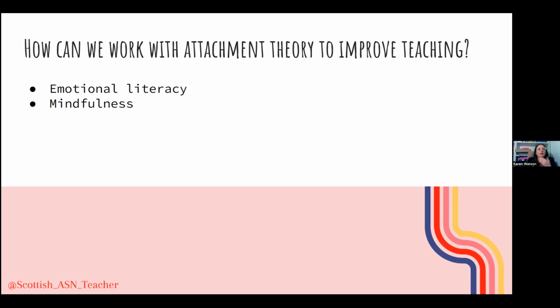So it's all about labeling these things, and it's okay to be excited. It's okay to be angry. It's not okay to throw chairs, but it's okay to be angry. And there's different ways that we can deal with that, and we can process that, and we can get that out of our system. And it's about validating it.